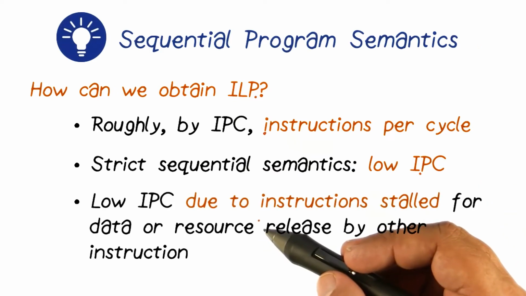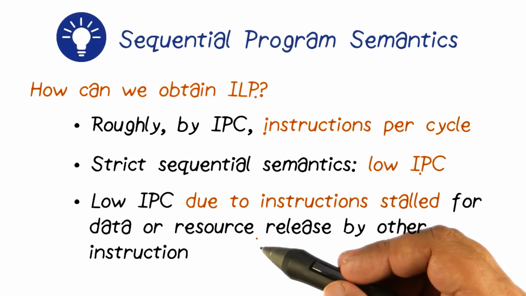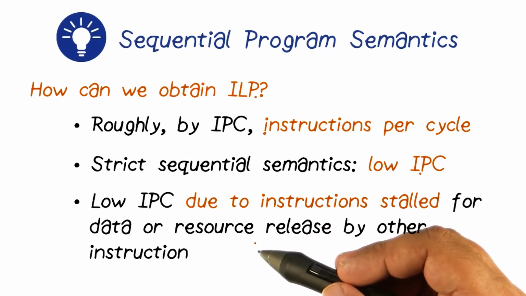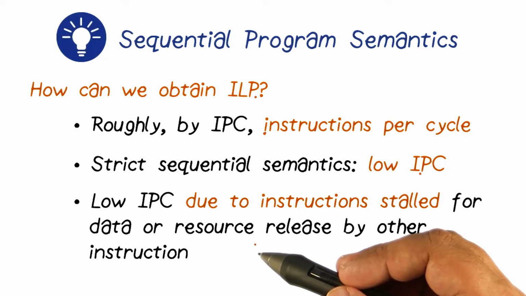Low IPC is mainly due to instructions stalled for data and resource release by other instructions. On the other hand, if we can keep the pipeline fully busy executing the instructions, maximally overlapping them, we can achieve the IPC to be nearly equal to 1. That is the principle of ILP, and that is how we can complete one instruction in every clock cycle.